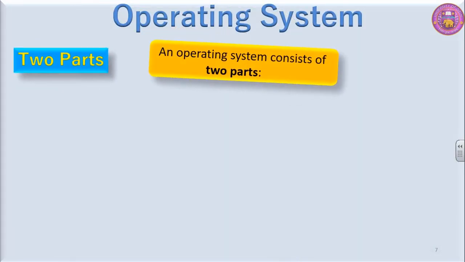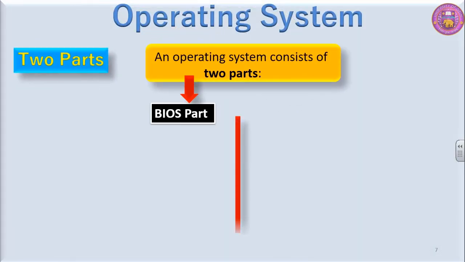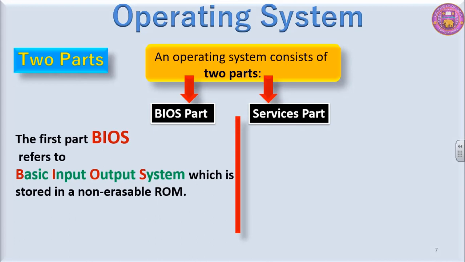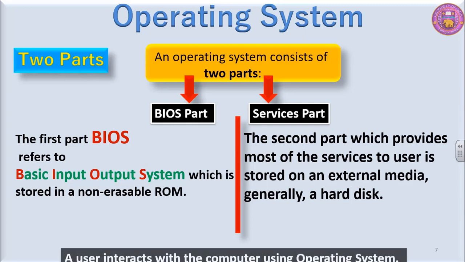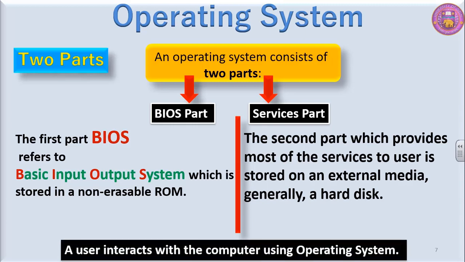Operating system consists of two parts. One is the BIOS part and the second is the service part. The first, BIOS, refers to basic input-output system, which is stored in a non-erasable ROM. The second part, which provides most of the services to the user, is stored on an external media, generally a hard disk. A user interacts with the computer using operating system.